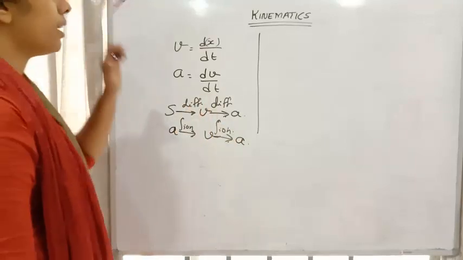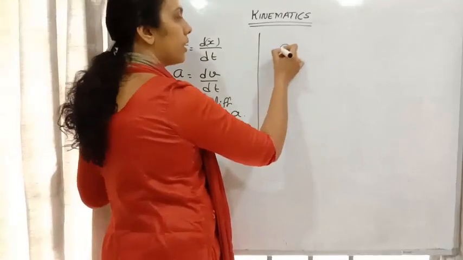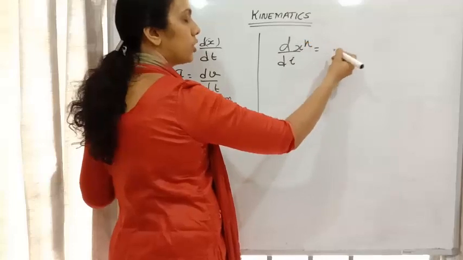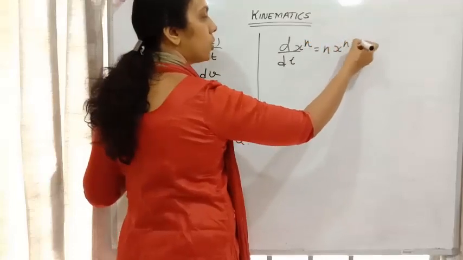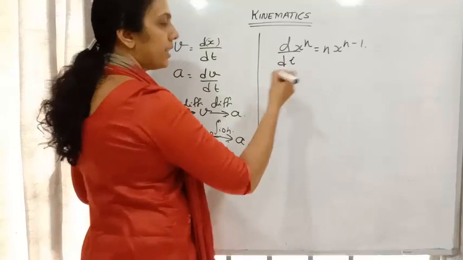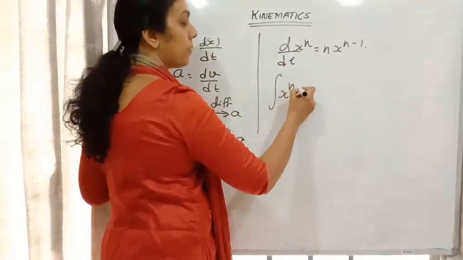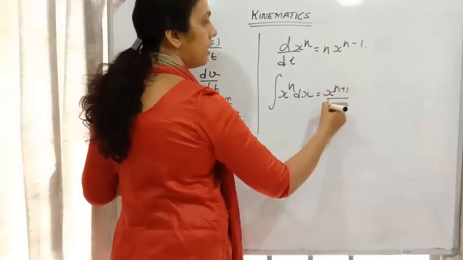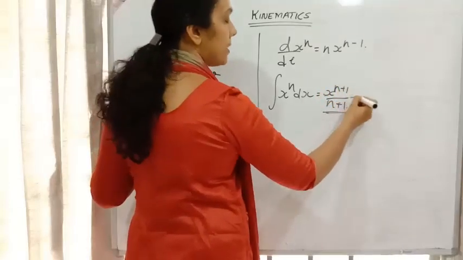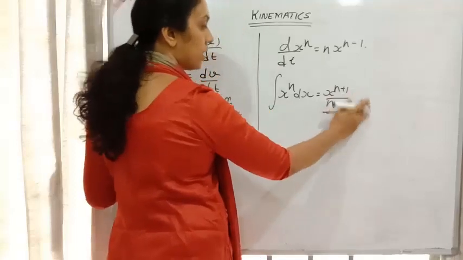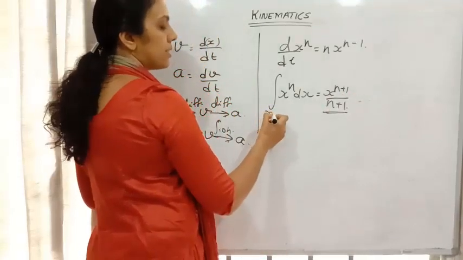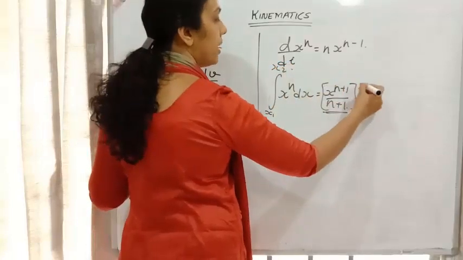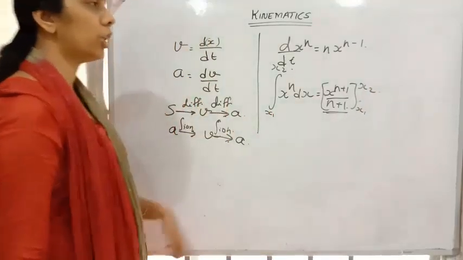For that, one day I told you how to do differentiation. The general formula I will give you: d by dt of x to the power n equals n times x to the power n minus 1. And in integration, the integral of x to the power n dx equals x to the power n plus 1 divided by n plus 1, plus a constant also. If we have limits, we need not consider the constant; we apply the upper limit and lower limit. That I will tell you how to do.